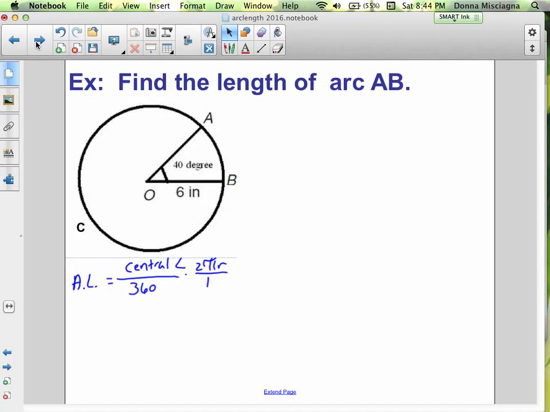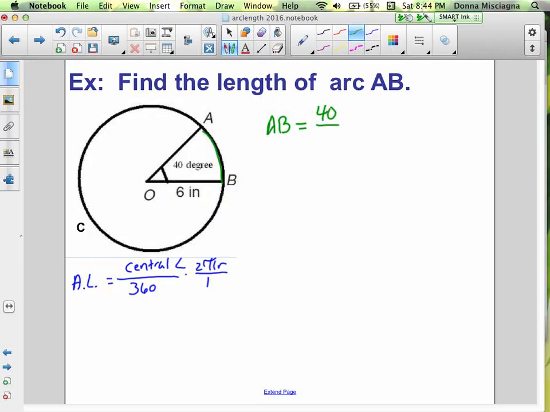All right, so let's find this one. We're going to find the length of arc AB. I don't think this one's in your notes. I'm not sure, but I don't think so. All right, so AB is going to be equal to the measure of the central angle, and the central angle measures 40 degrees, because we're finding the length of this arc here.